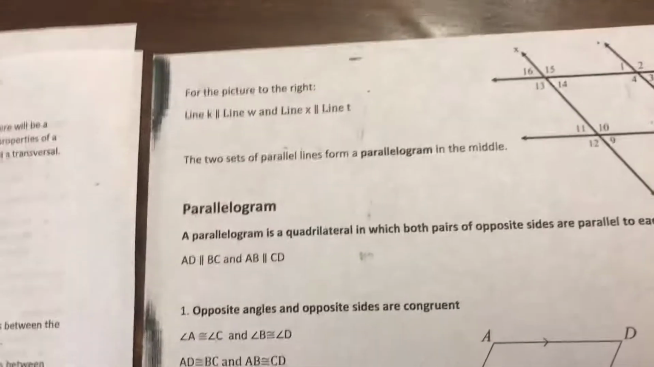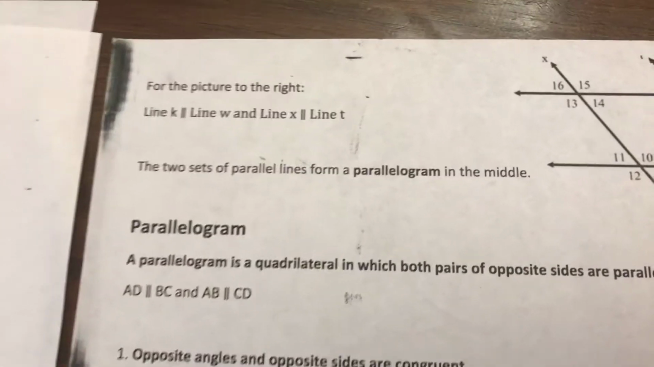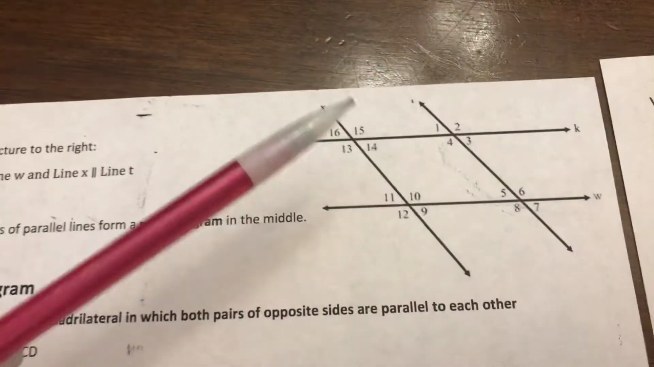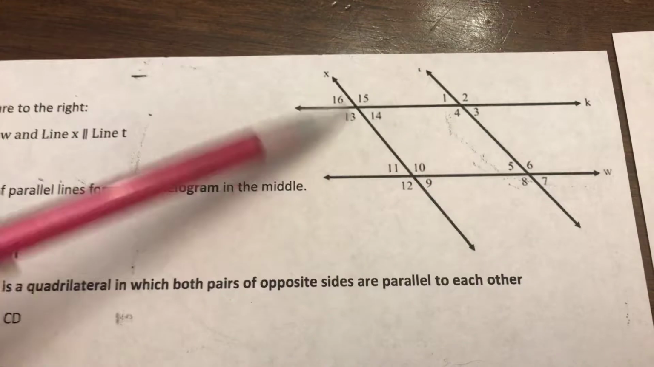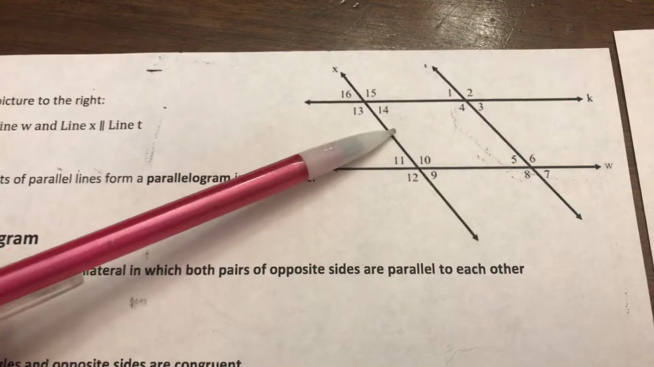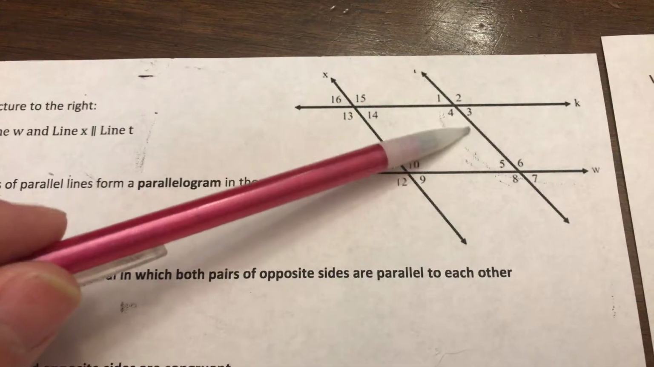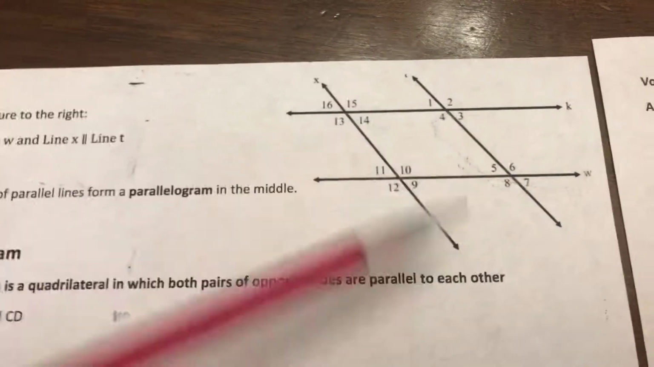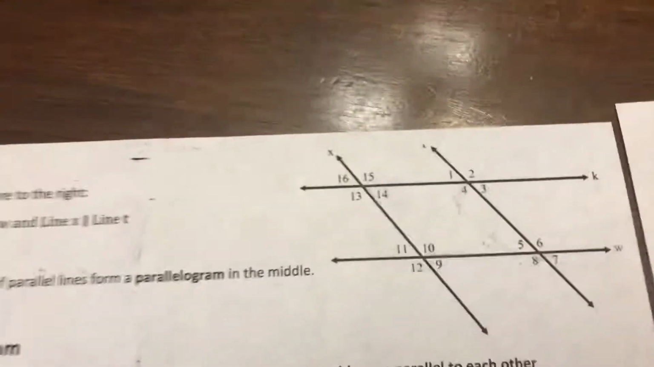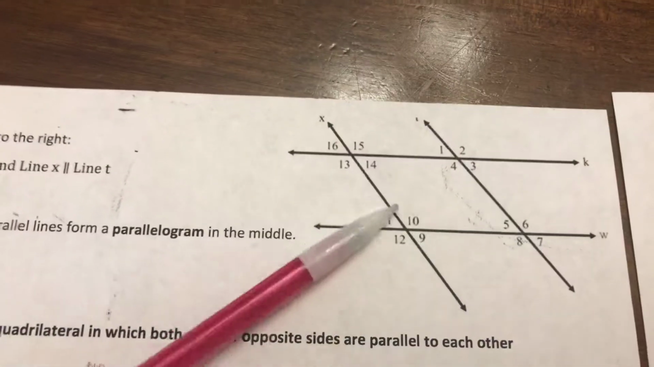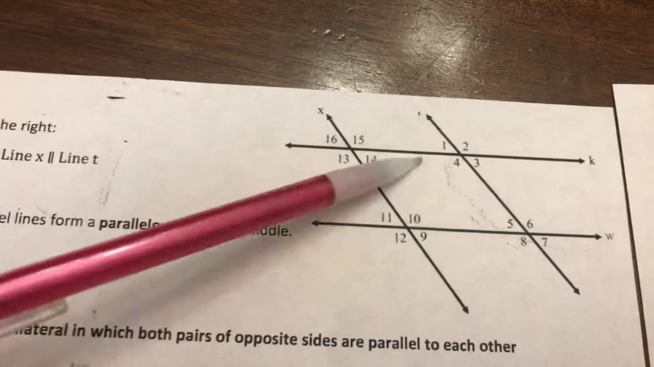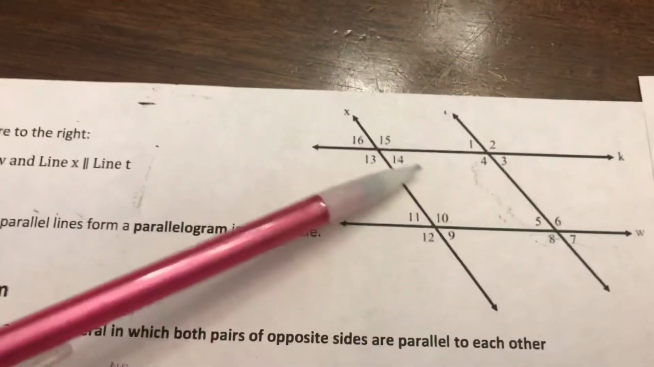All right, so a parallelogram is a quadrilateral in which both pairs of opposite sides are parallel. So as you see here, we've got two pairs of parallel lines, and a parallelogram is formed right here in the middle. So some other characteristics about parallelograms are that their opposite angles and opposite sides are congruent. So their opposite sides are congruent and the opposite angles are congruent.